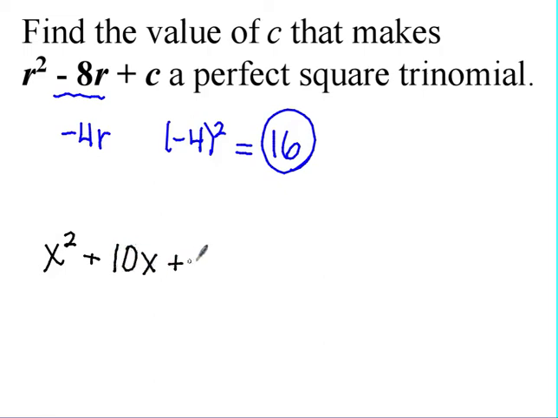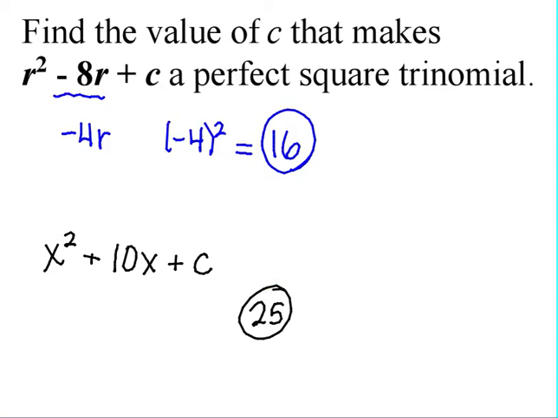Okay, I want you to do another one. What is c to make that a perfect square trinomial? All right, so what did we get c to be? 25, because we take half of 10, which is 5, square it, and then we get 25.